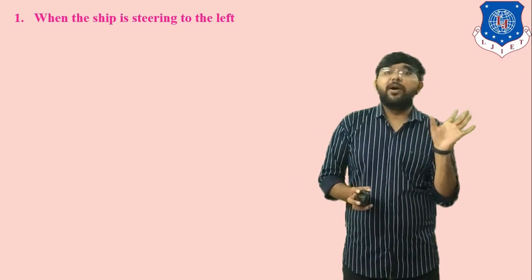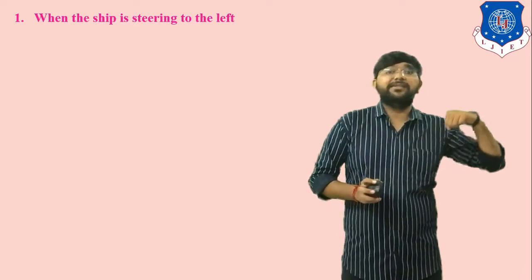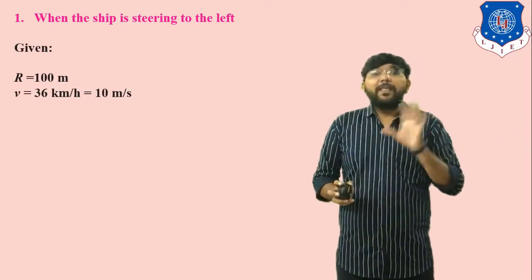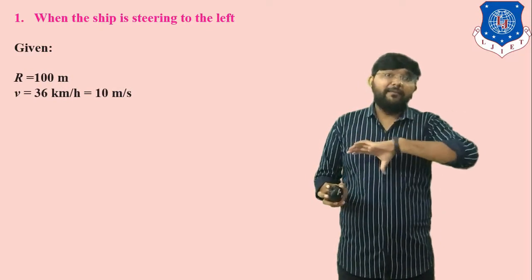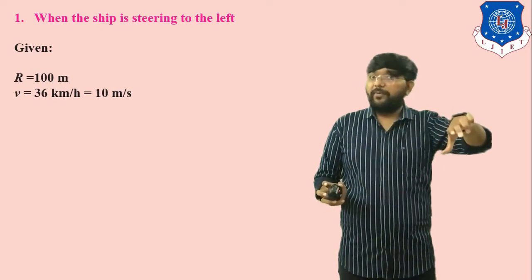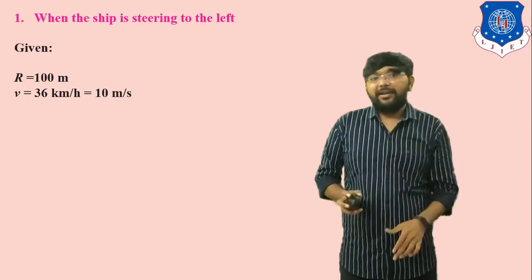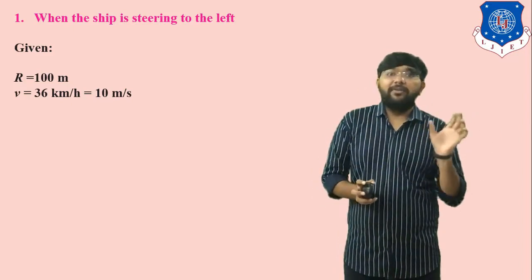Now we have to solve this numerical. This numerical is divided in two parts: the first part for the steering motion and the second part for the pitching motion. First we have to discuss the steering motion. When the ship is steered to left, the ship takes a left turn. While the ship takes a left turn, the velocity of the ship is 36 km per hour and the radius of the turn is 100 meter. So we have the values of R and V.